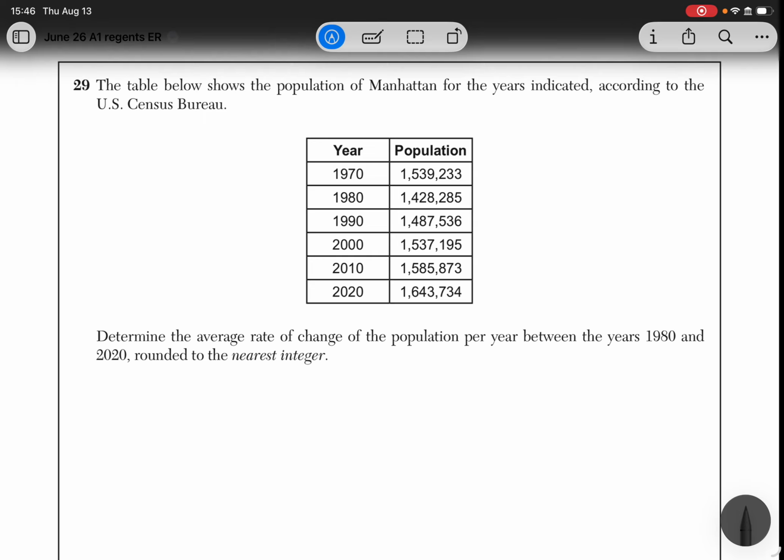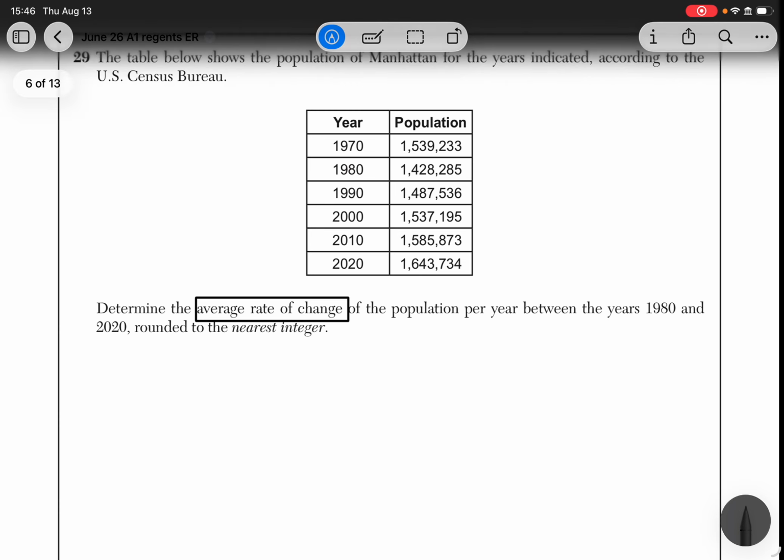Next up, we have the population of Manhattan over the years indicated according to the Census Bureau of the United States. And we want to find the average rate of change. Whenever we see average rate of change, which shows up on every single Regents test, sometimes multiple choice, sometimes open response, usually open response, but you never know with the multiple choice ones, we're just going to look to see what values it wants us to find the average rate of change for. So in this case, it wants us to use year 1980 and year 2020. And we'll come back to this rounded part because that will be very important for us at the end.